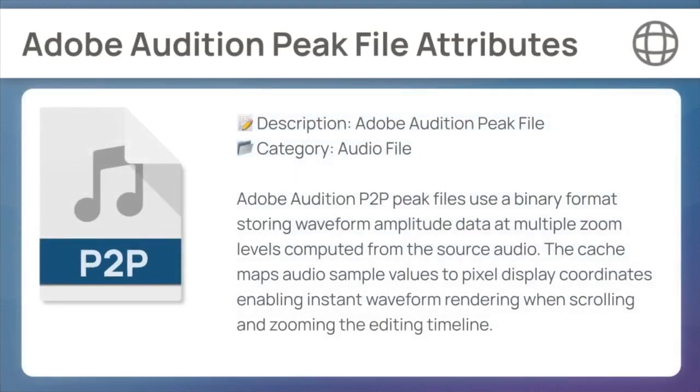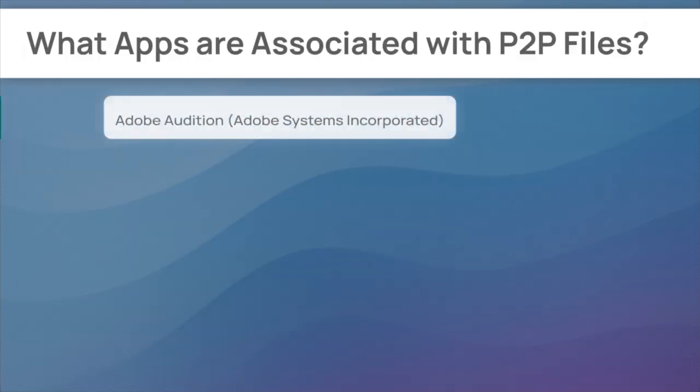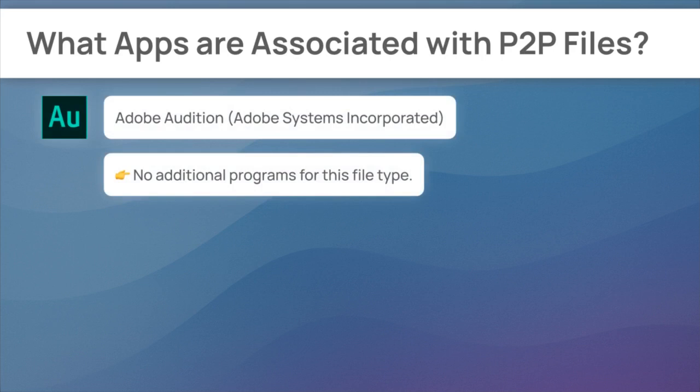Peak files use a binary format, storing waveform amplitude data at multiple zoom levels computed from the source audio. The cache maps audio sample values to pixel display coordinates, enabling instant waveform rendering when scrolling and zooming the editing timeline. The P2P format was designed to be handled by Adobe Audition from Adobe Systems Incorporated.